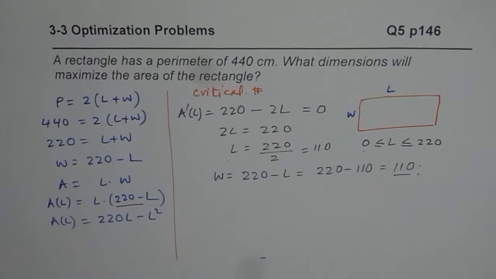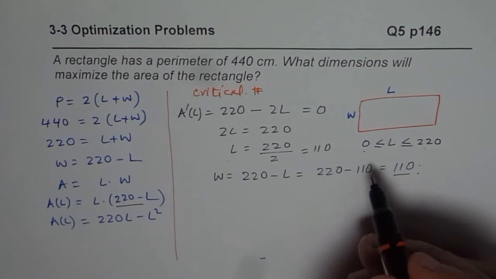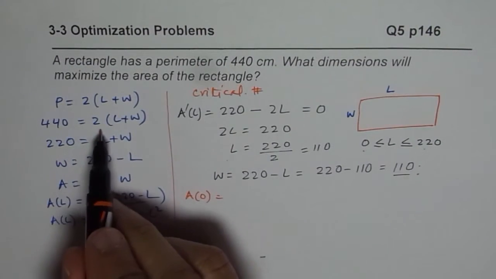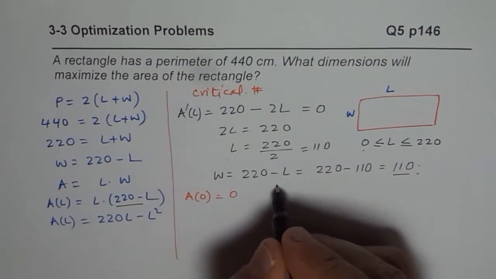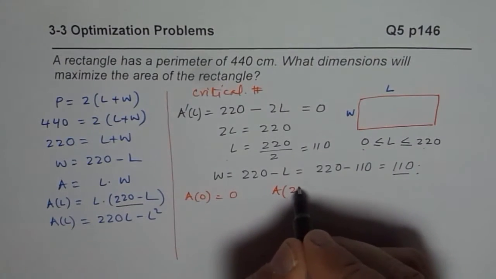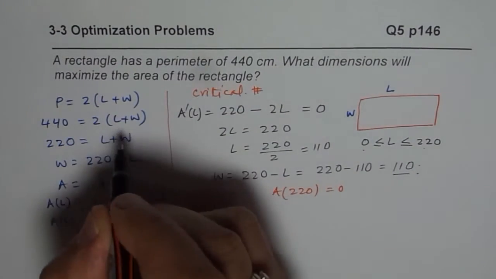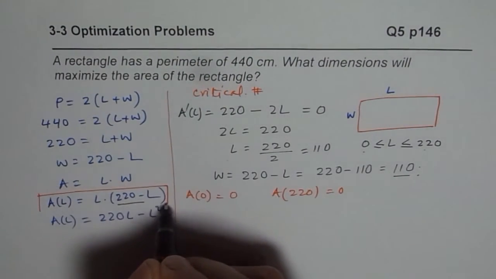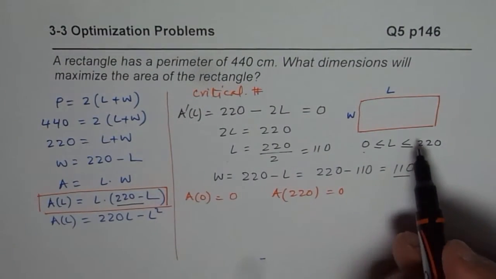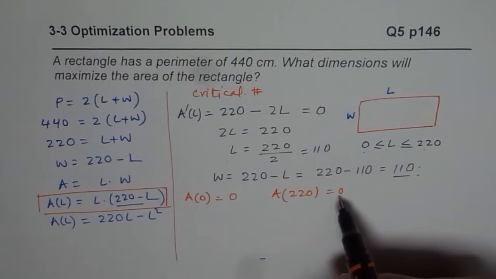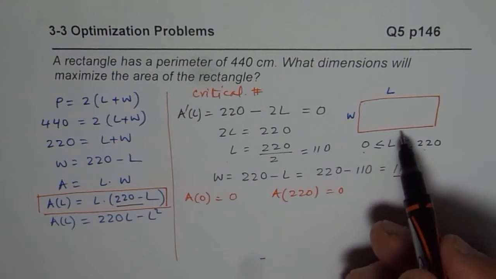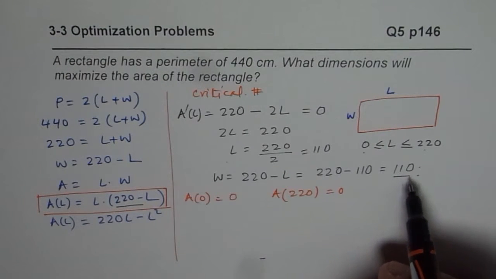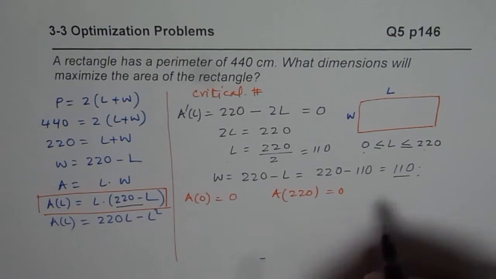You should also show that this is indeed the maximum area. So what you can do is find the area for 0. If you put 0 here, you know it is 0. And the area when the length is 220, that also is 0, right? So we are using the expression right there for area. Now these are absurd values because you cannot have a rectangle with these areas, but they help you to really solve the question. So any other area will be the maximum area at the critical number, that's what we are going to say, right?